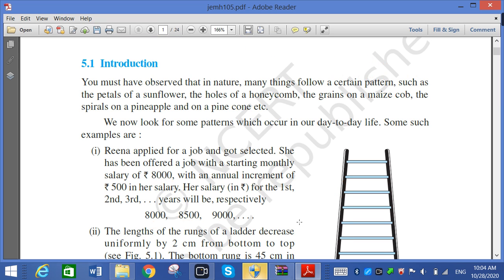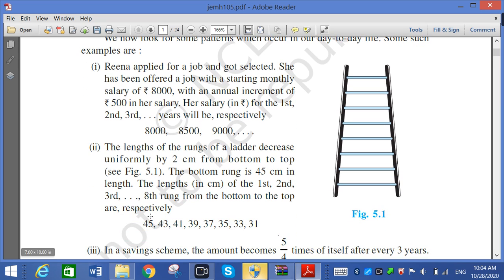Now example second, length. The length of the rungs of a ladder decreases uniformly by 2 cm from bottom to top. Length of the first, second, third. So here in centimeters it is 45, 43, 41, 39. So it decreases by 2. So we can say it is in sequence pattern.